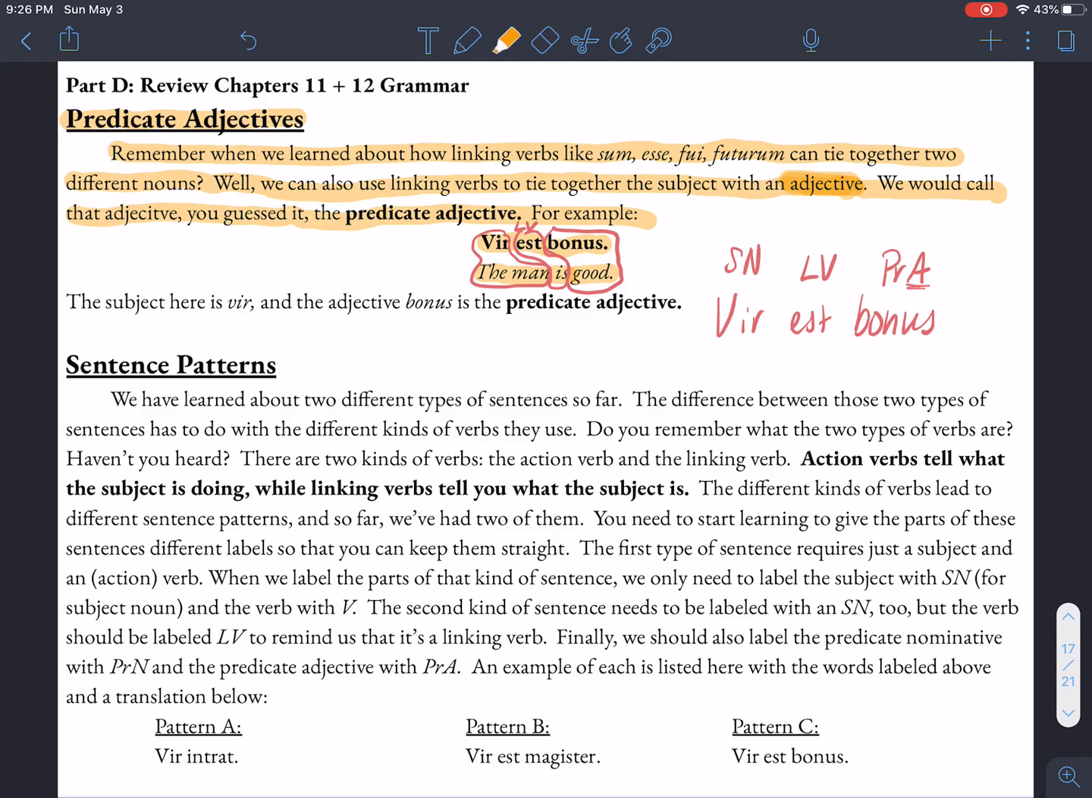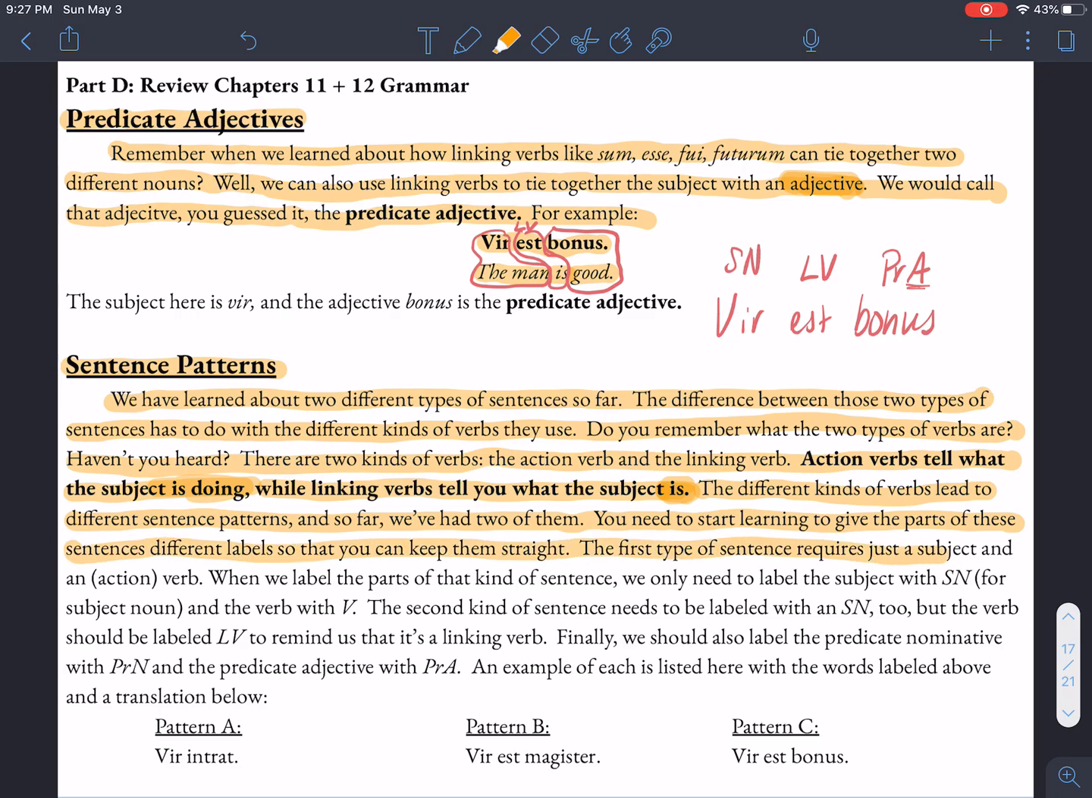Now, continuing forward with the sentence patterns. We've learned about two different types of sentences so far. The difference between those two types has to do with the different kinds of verbs they use. Do you remember what the two types of verbs are? There are two kinds of verbs, action verbs and linking verbs. Action verbs tell what the subject is doing, while a linking verb tells you what the subject is. The different kinds of verbs lead to different sentence patterns, and so far we've had two of them. You need to start learning to give the parts of these sentences different labels so you can keep them straight.